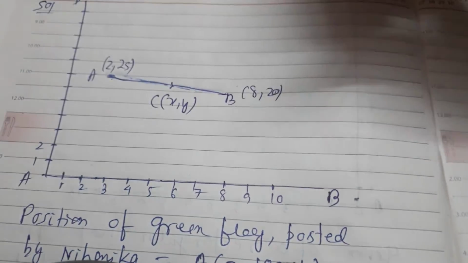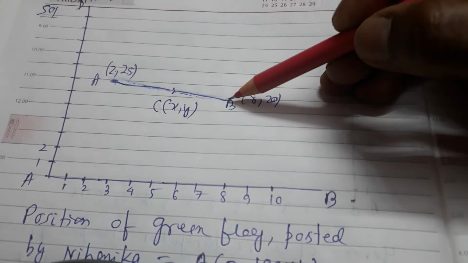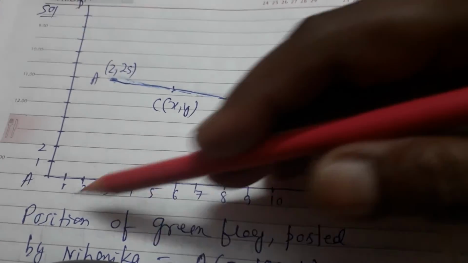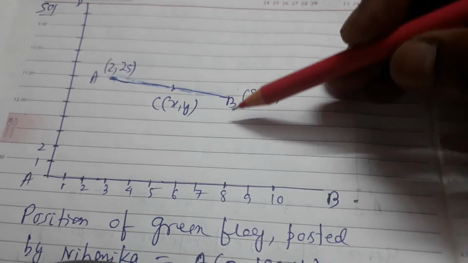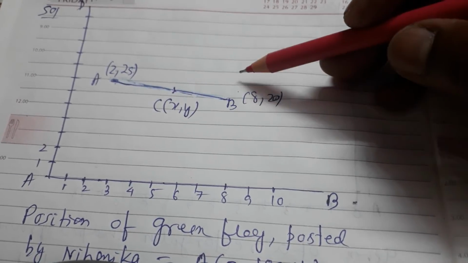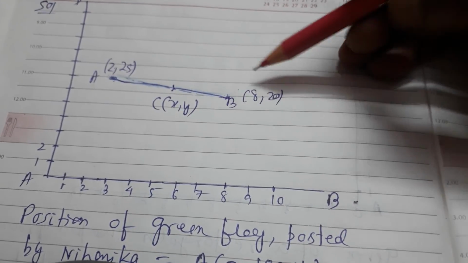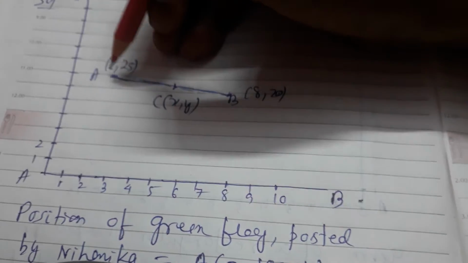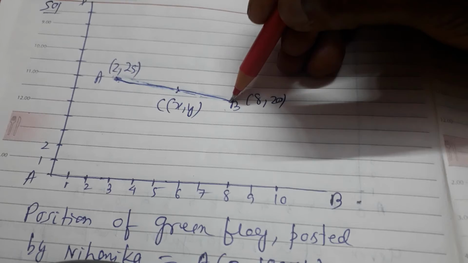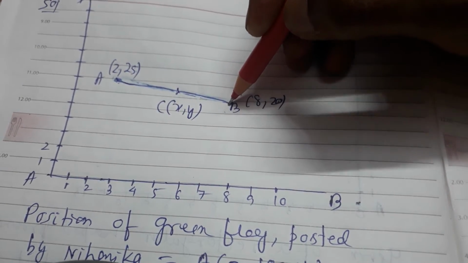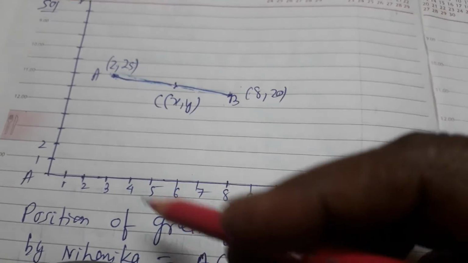And the other girl, Preet, is running on the 8th line, and 1/5 of the total distance of AD, meaning the vertical distance. So 1/5 means 1 by 5 into 100, that is 20. So I have written here the coordinate of the point B is 8 comma 20. So at point A, Niharika posts a flag, and at point B, Preet posts a flag. So the question is, what is the distance between the two flags?